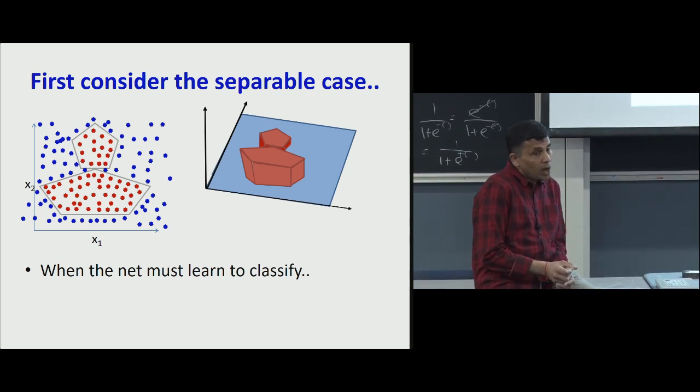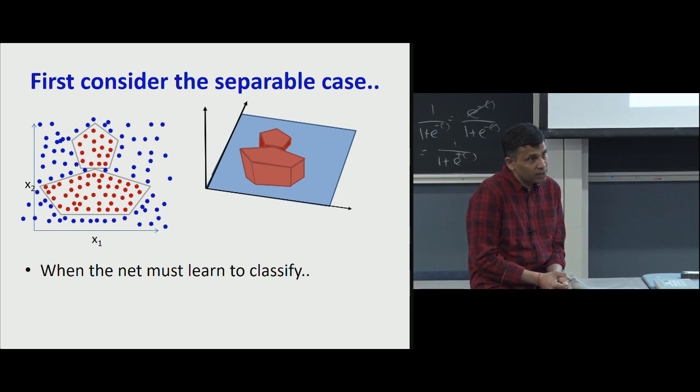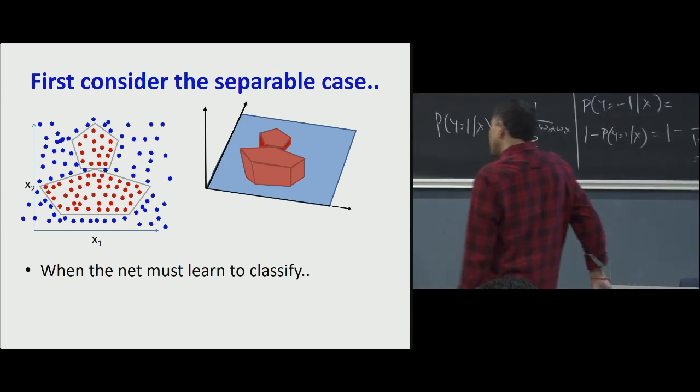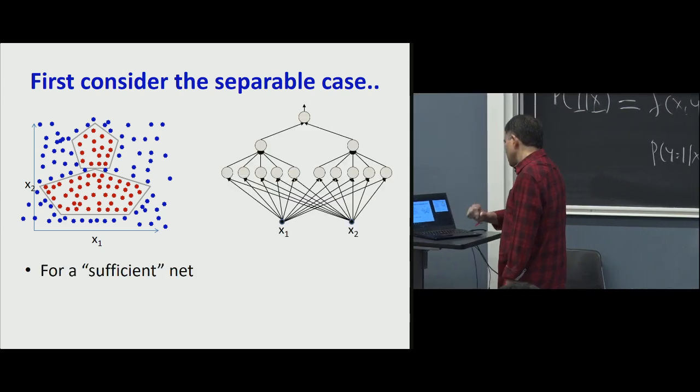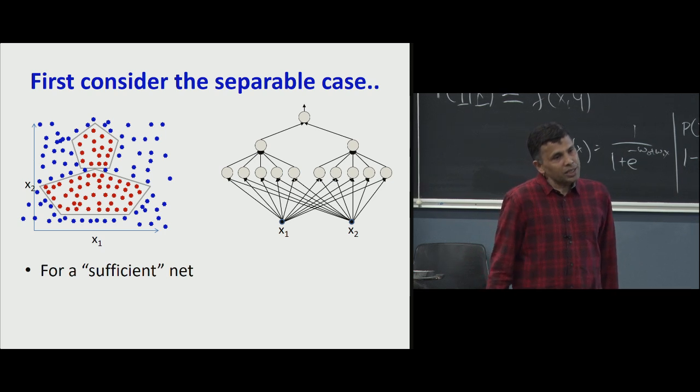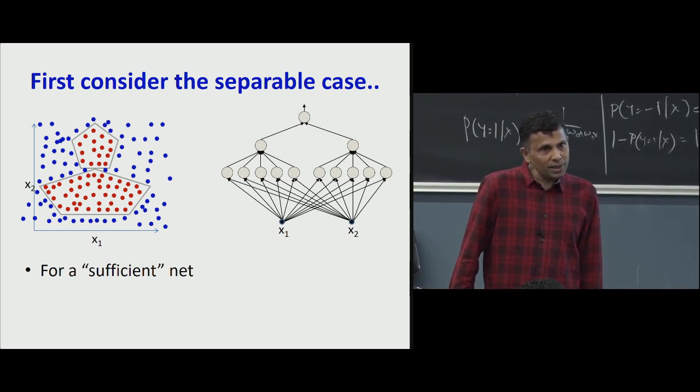Now, we know how to handcraft a neural network for this problem. How many neurons would this handcrafted neural network have? Anybody remember? What was the network structure? You had 5 for the first pentagon, 5 for the second pentagon, and then you combine the two, right? So you had 10 plus 2 plus 1, 11 neurons. Now, here is the sufficient network. You can actually learn larger networks, but this is sufficient, right?